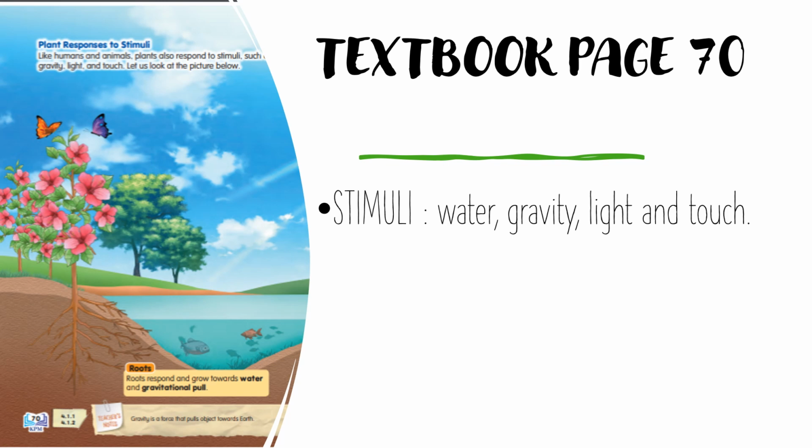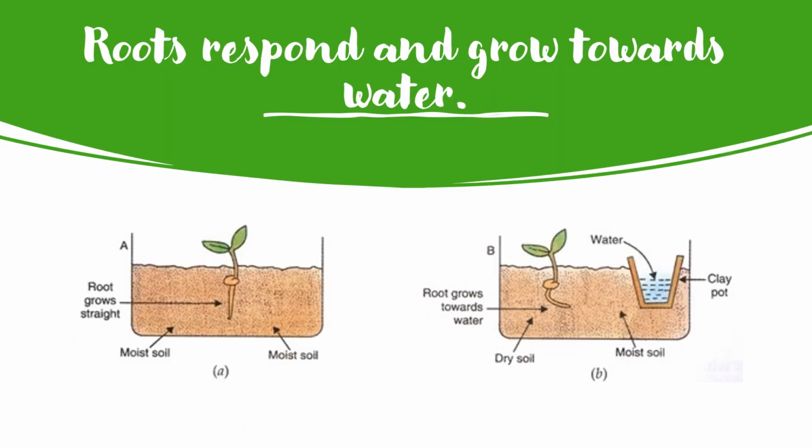Textbook page 70. Plant responses to stimuli. Like humans and animals, plants also respond to stimuli such as water, gravity, light, and touch. Let us look at the picture below. Roots. Roots respond and grow towards water and gravitational pull. Gravity is a force that pulls objects towards Earth. Roots respond and grow towards water.